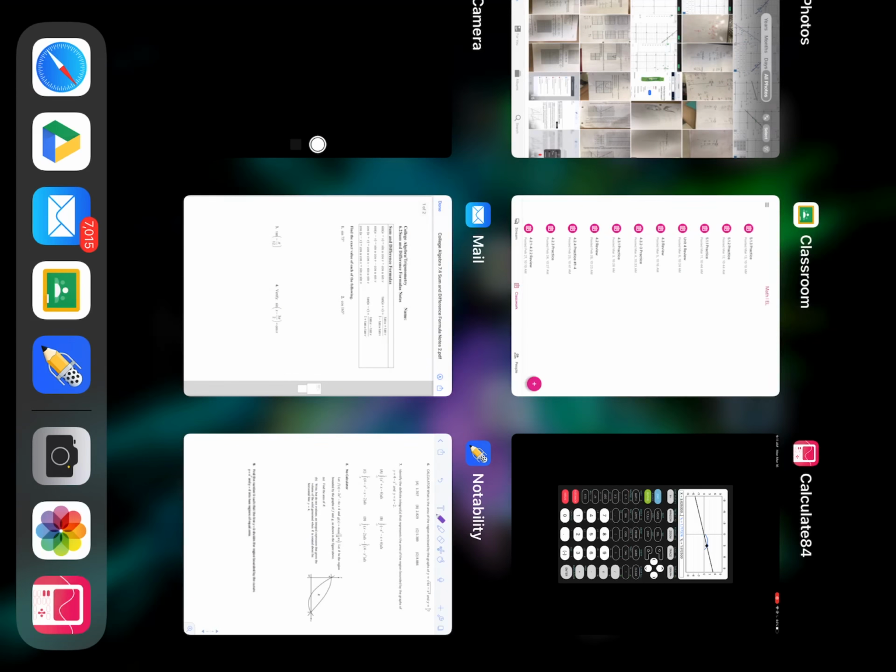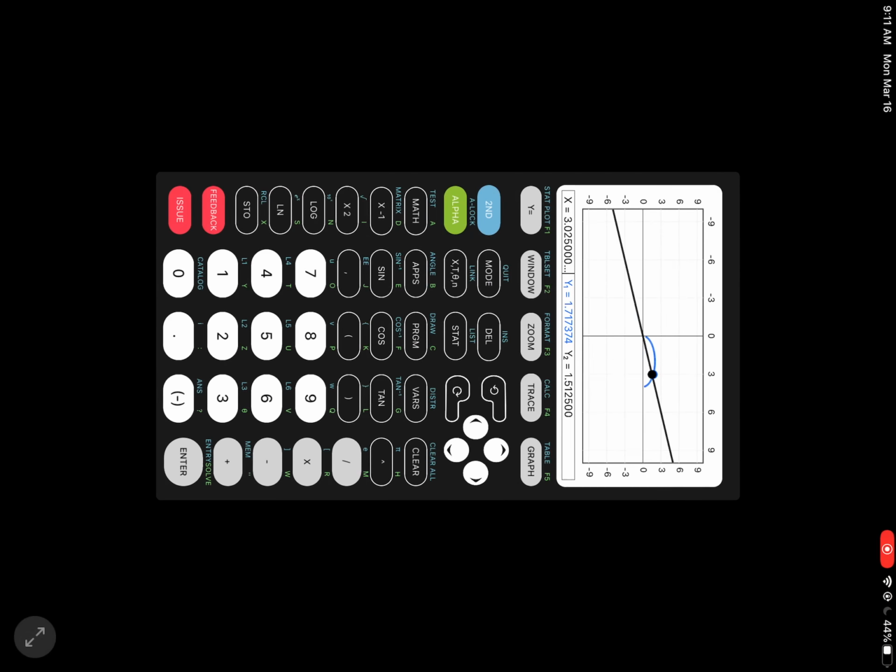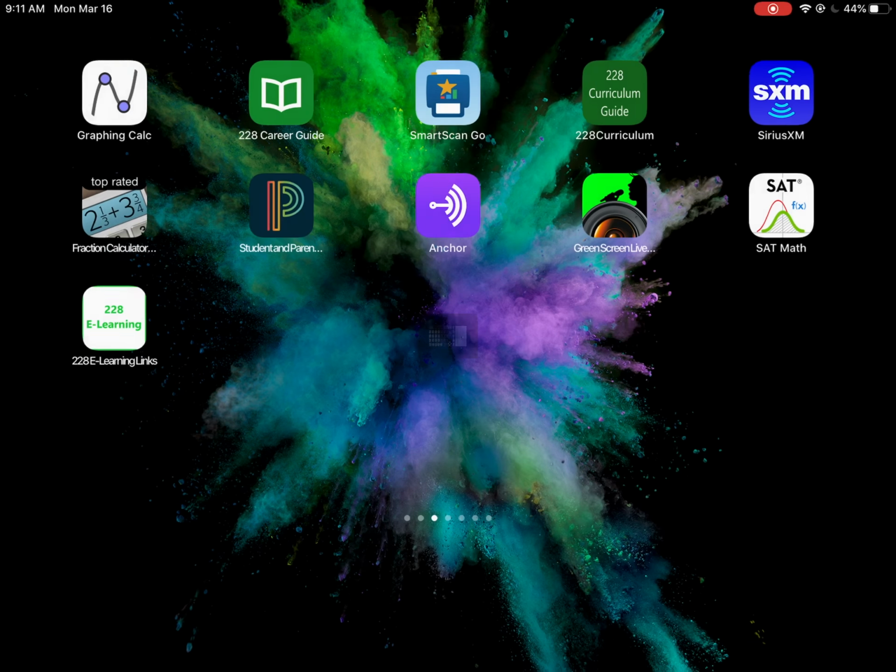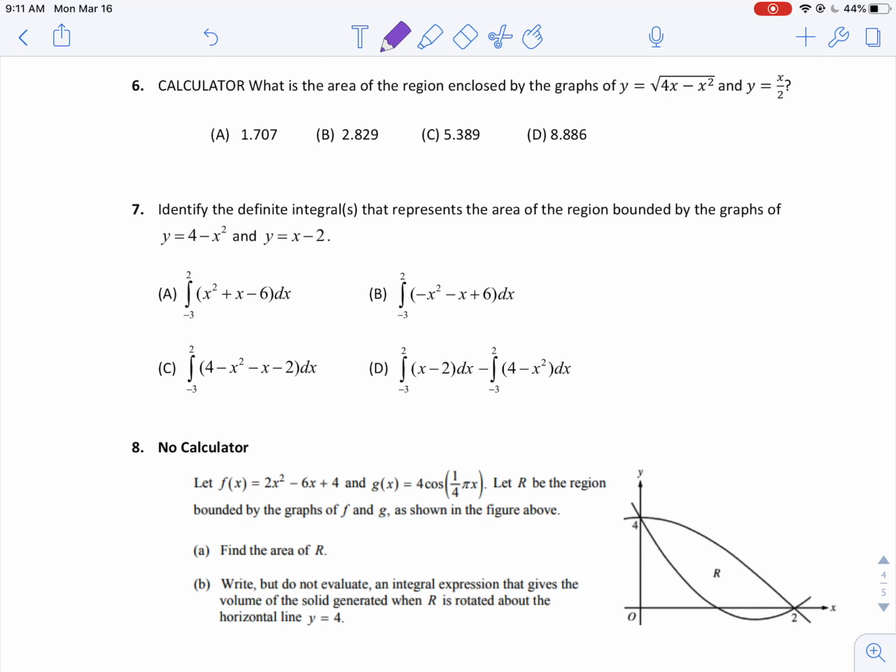Okay, let's take a look here. Oh, and I'm sorry. My top function is the half circle, and my bottom function is the linear function. So I have the integral from 0 to 3.025 of the square root of 4x minus x squared minus x over 2 dx.